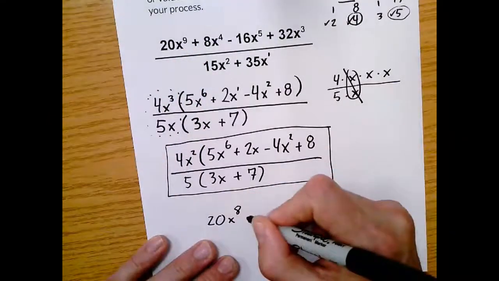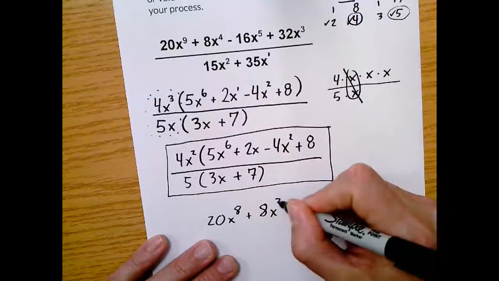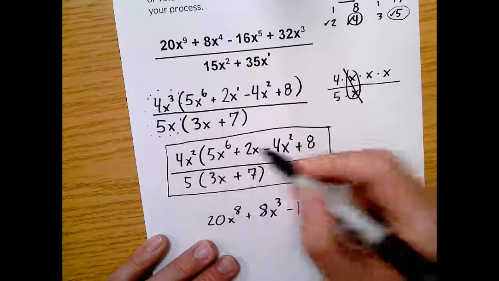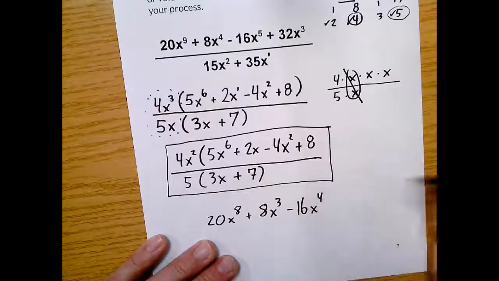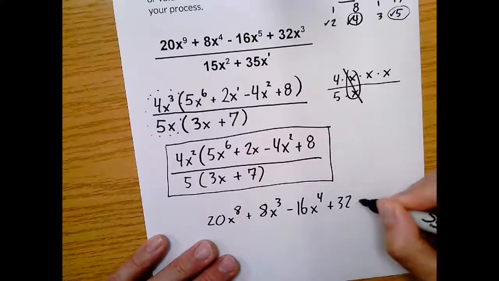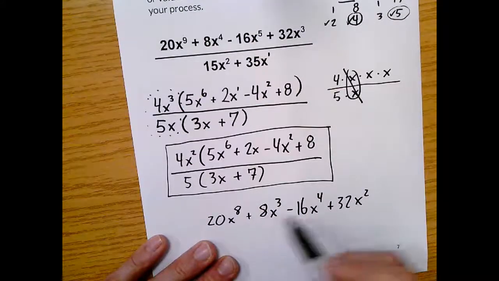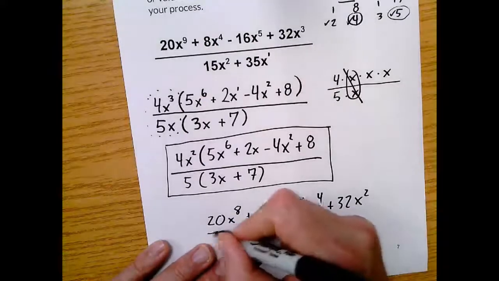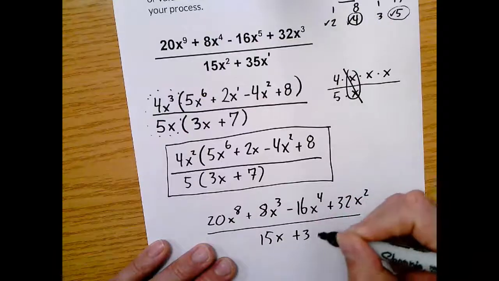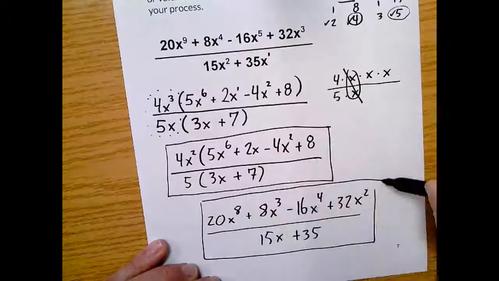4 times 2 is 8, and x squared times x is x to the 3rd. 4 times negative 4 is negative 16, and then x squared and x squared gives you x to the 4th. And then 4x squared times 8 would be plus 32x squared. If you want to be a very, very nice math student, you could reorder these in descending order, but like I say, we'll let it slide. And then redistributing this, you just get 15x plus 35. So after all of that, all we got to factor out was one little x.